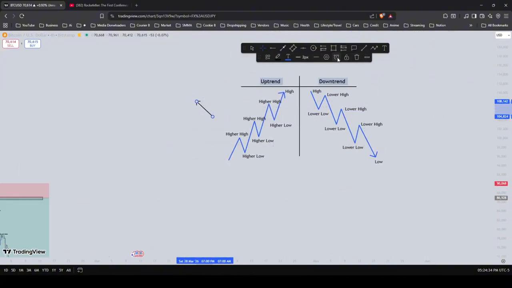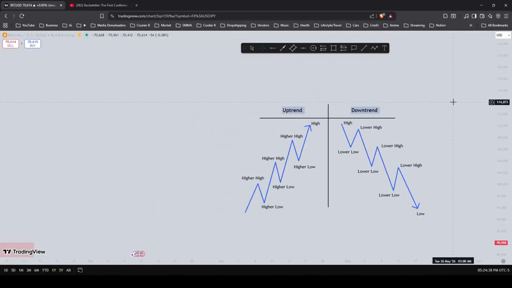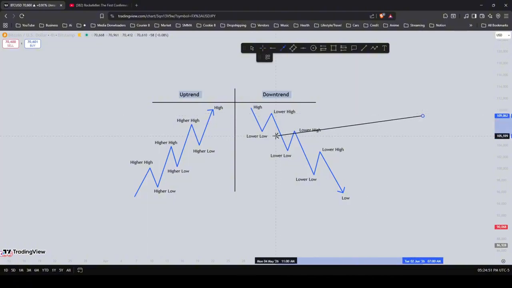But let me go over it one more time and give you a live example so you guys are not confused. In an uptrend, repeat after me: price would never break what? Price would never break its higher highs or higher lows. In a downtrend, price would never break what? Price would never break its lower highs and lower lows.